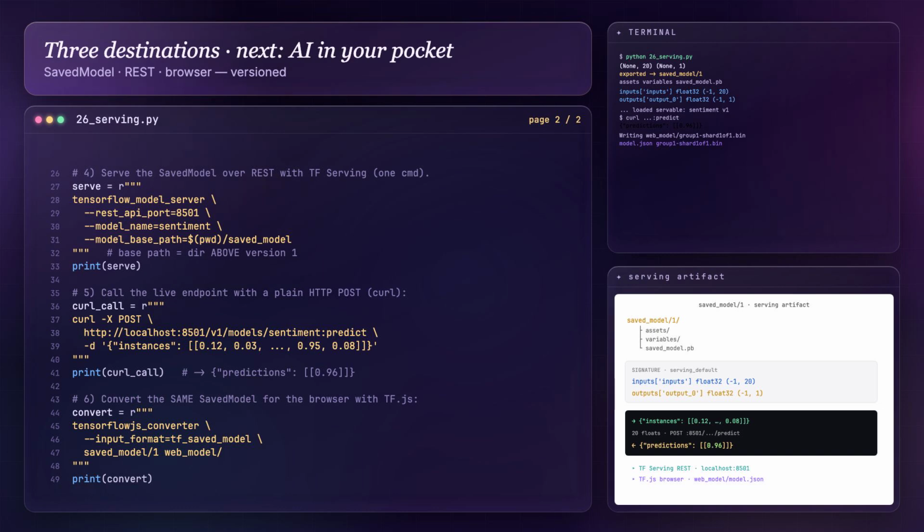But notice what both of those serving paths assume: a real machine with real memory. TF Serving wants a server, even the browser wants a decent laptop. So what about the device in your pocket with a tiny chip and a battery to protect? Next time, AI in your pocket, we shrink the model itself with TensorFlow Lite and quantization until it fits on a phone.